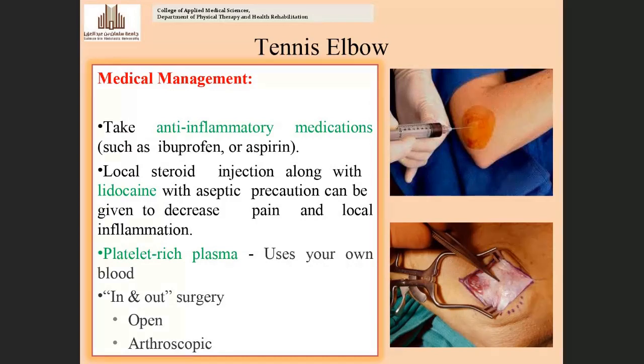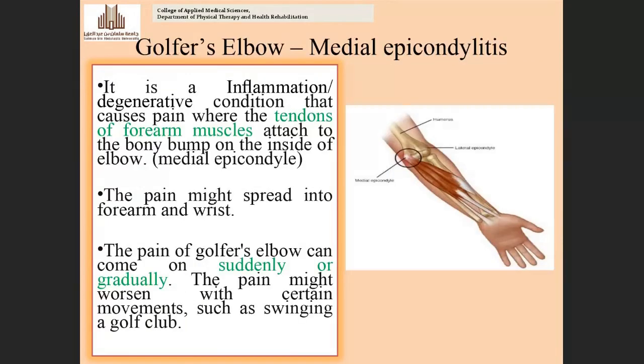Or in some cases, platelet-rich plasma can be used, using their own blood. Or in the chronic stages of tennis elbow, surgery may be indicated. The types of surgeries available for this condition are open surgeries and arthroscopic surgeries. So these are the management options for tennis elbow conditions, right? So this is the brief idea about tennis elbow persons.